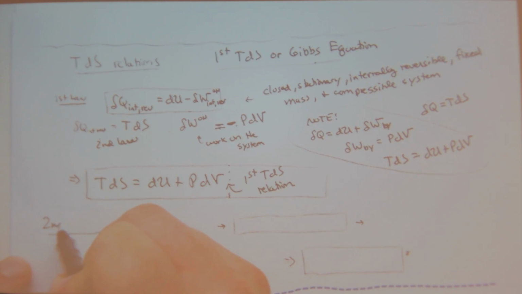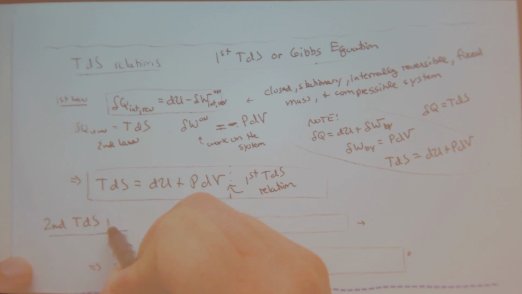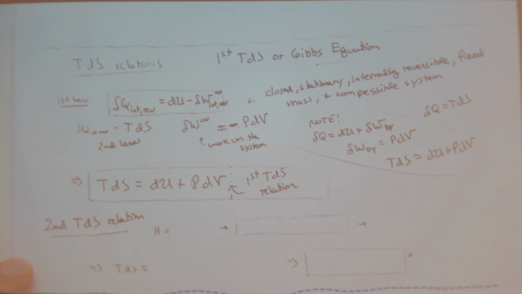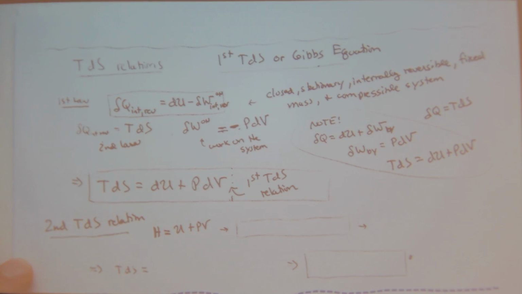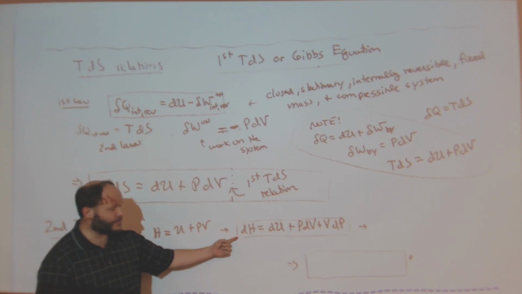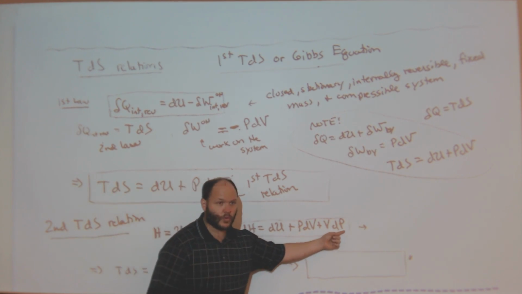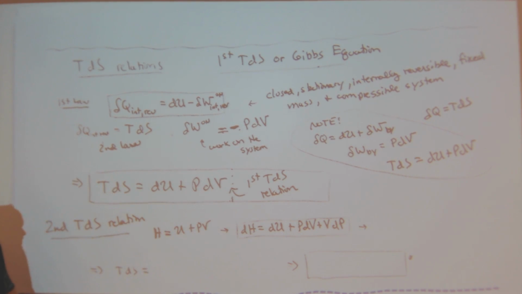So for the second TDS relation, what we do is look at the relationship between the enthalpy and the internal energy. Now I have dH equal to dU plus P dV plus V dP. So this here is just the chain rule form.